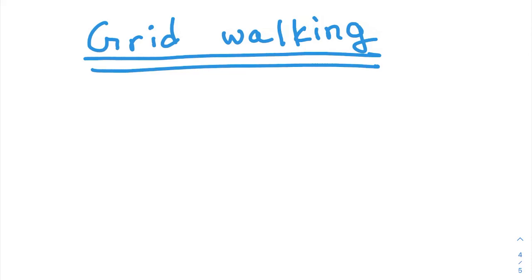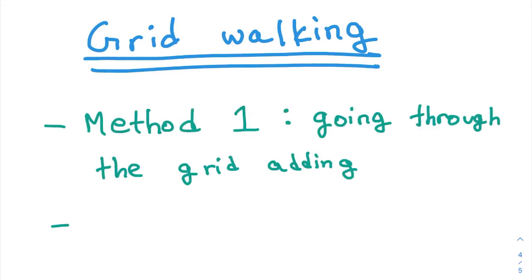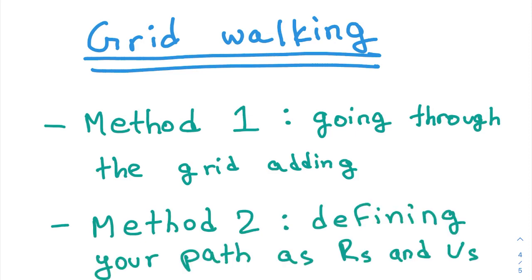So today we learned about grid walking, which we learned 2 methods of solving. Method 1 was going through the grid, adding up the corners that were next to each other into one corner, and basically doing that all the way till the end of the grid. And method 2 was for simpler grids, where you could just define your path as steps like rights and ups, or if you're going the other way around, lefts and downs, and just rearranging the multiple R's and U's to find how many ways there are to go from one point to the other point.